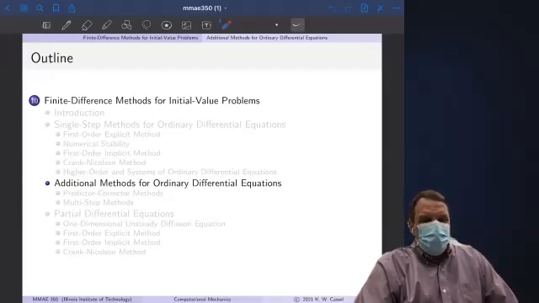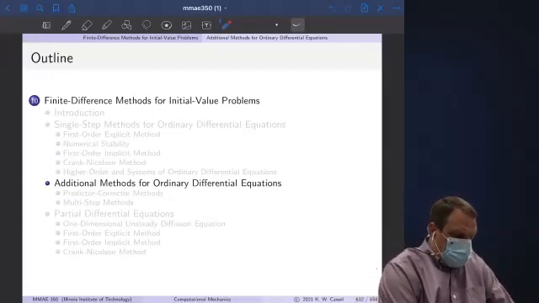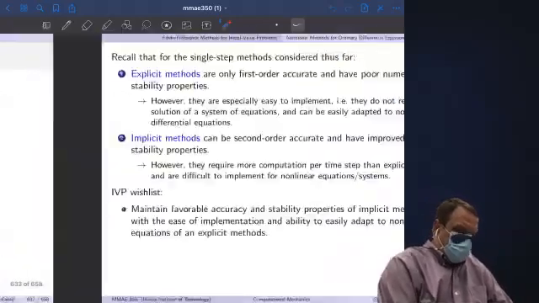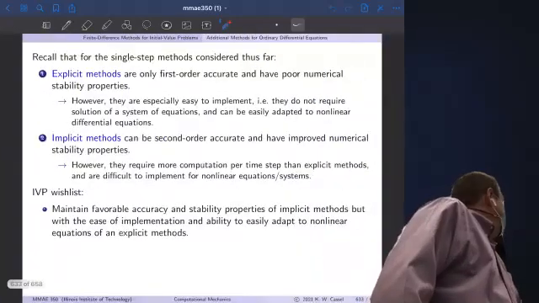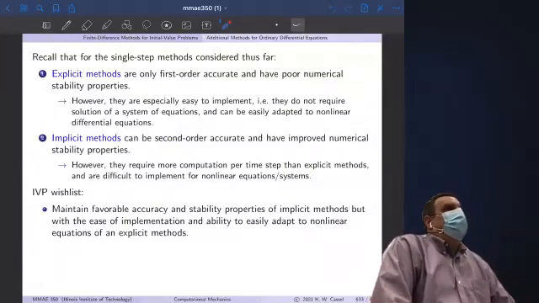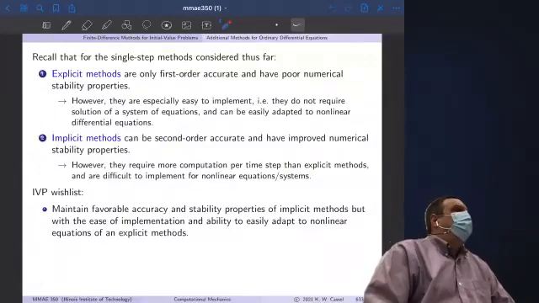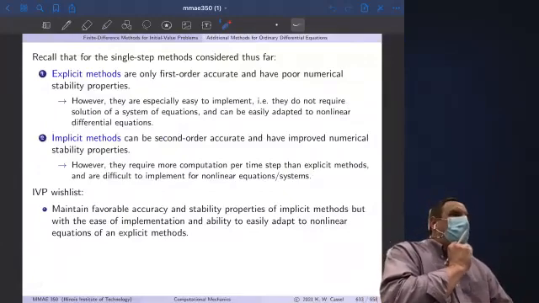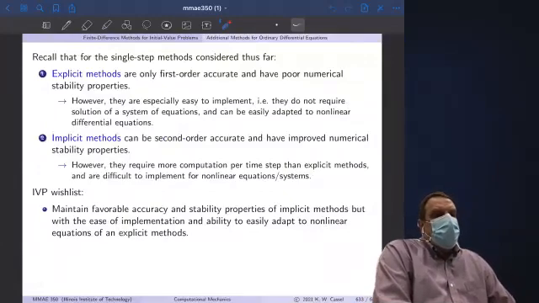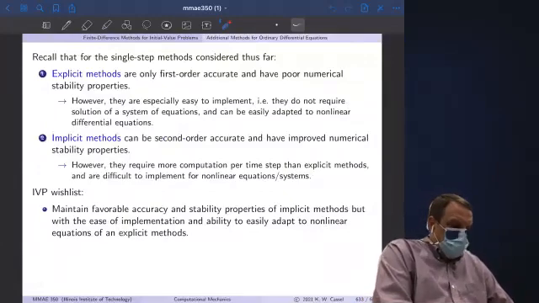Okay, so first, before I get to PDEs, I do want to discuss briefly some additional methods for ordinary differential equations. I'm not going to spend a lot of time on these, primarily because they do not extend to PDEs. So these are specifically for ordinary differential equations. They are used quite frequently for ODEs, but I'm not going to spend much time on them. I just want to give you kind of an overview.